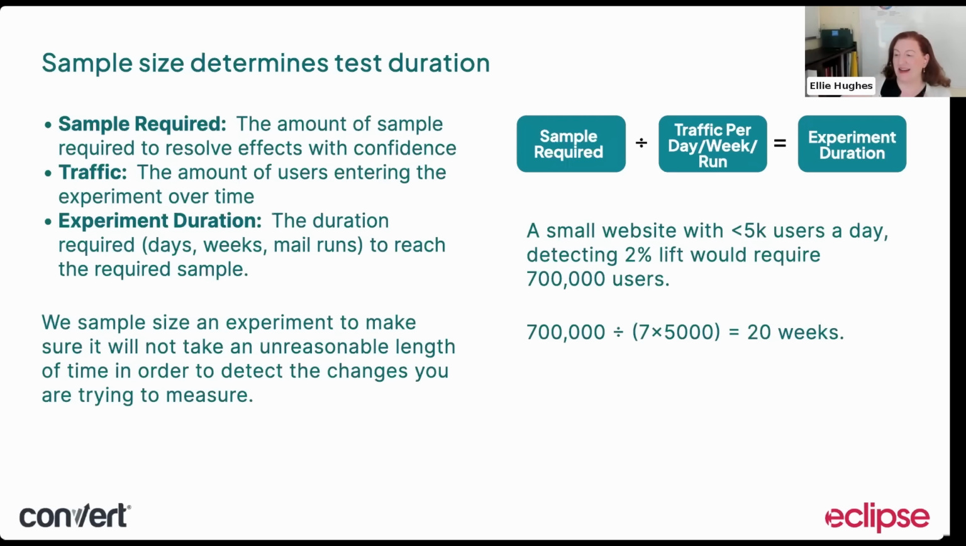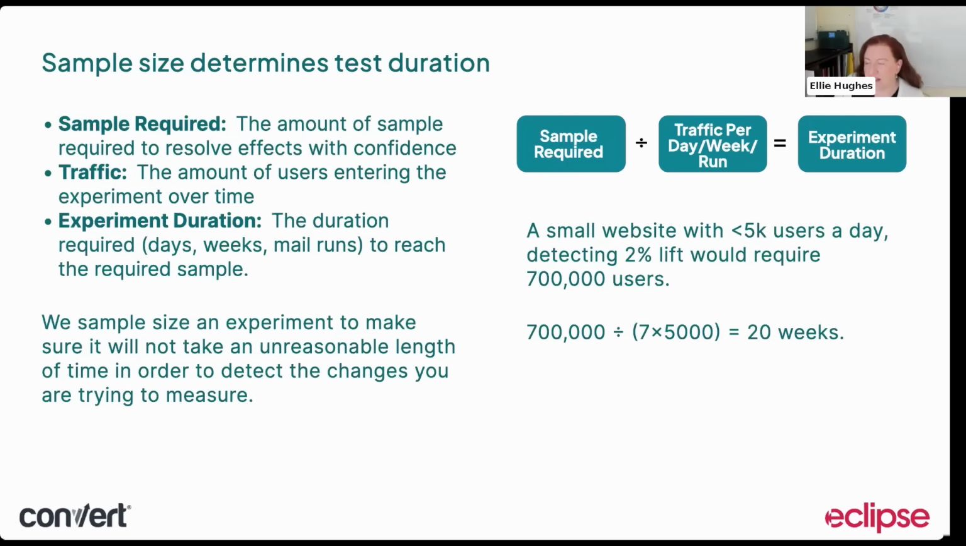In this instance, let's pretend that this is the example I showed earlier of that O2 experiment. If we had only included those 5,000 users a day who were actually clicking into that button, the experiment would have taken 20 weeks for us to be able to detect a 2% lift in conversion rate. So it wasn't actually an experiment that was worth running, and it would take an unreasonable amount of time for you to be able to make a decision and learn from what you were doing.